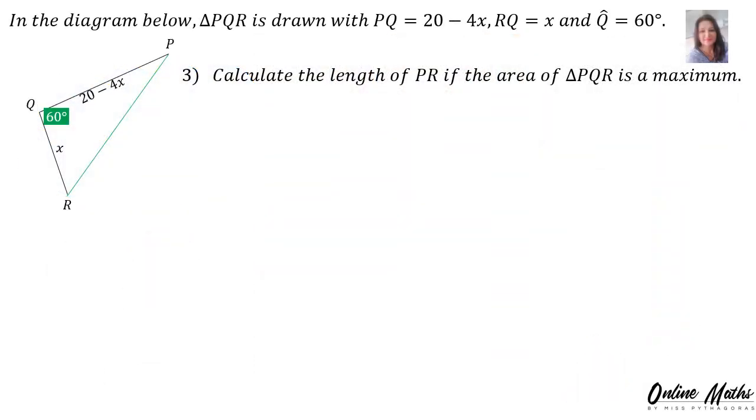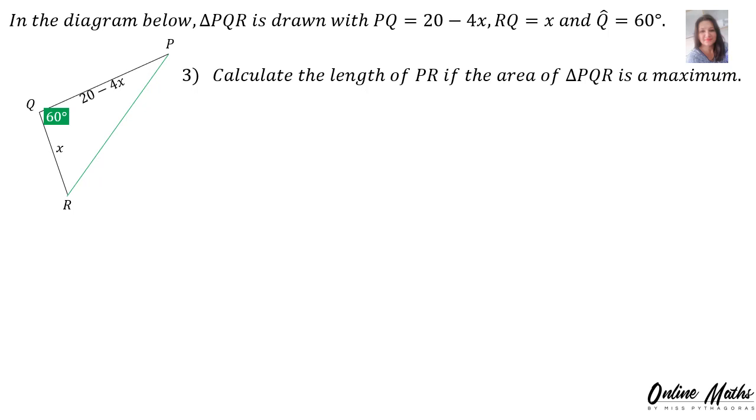Now the next question says, calculate the length of PR if the area of triangle PQR is a maximum. So when you go to PR, you will see that PR lives in the non-right angle triangle. And then we're going to use the cosine rule, since we've got the situation QR and QP, they are two sides and the included angle that's given. But first of all, let's work out what the value of QR will be.